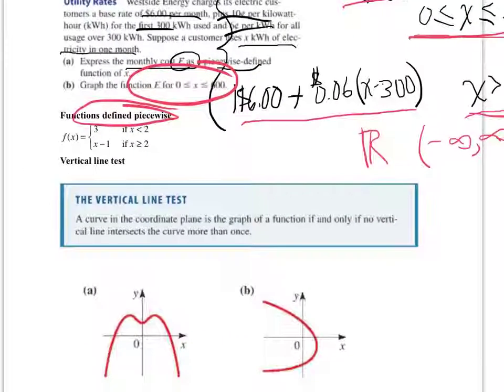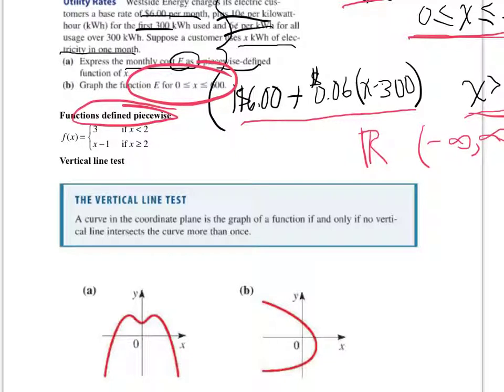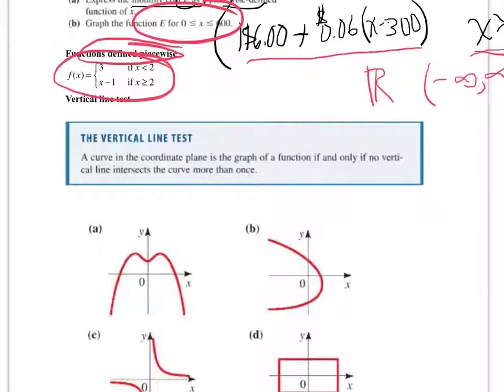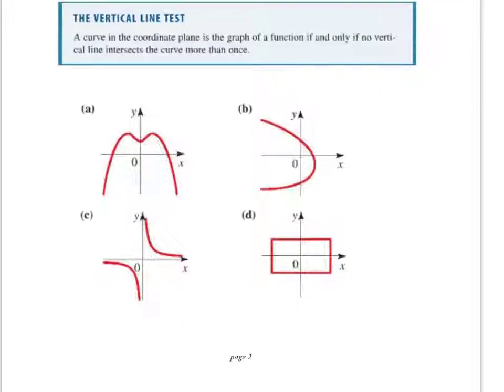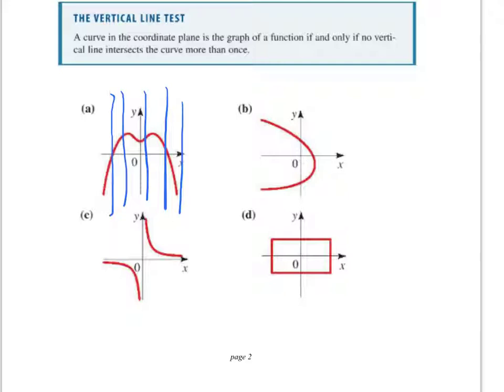So here's another function defined piecewise right here. You might want to experiment and do the graph of that. We also learned about the vertical line test, which is something that you're probably all familiar with. So if you imagine passing a vertical line through any of these graphs, pass any vertical line through this graph, it only intersects the graph one time, so that one is a function.